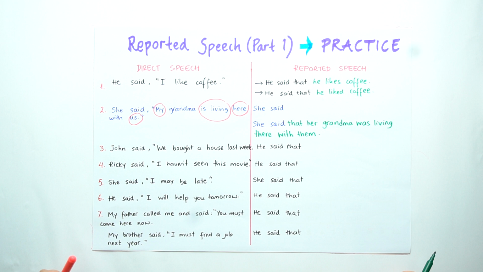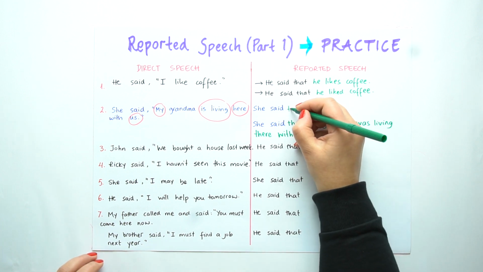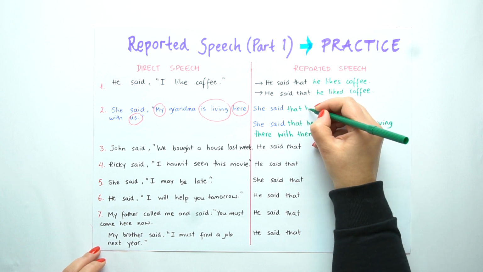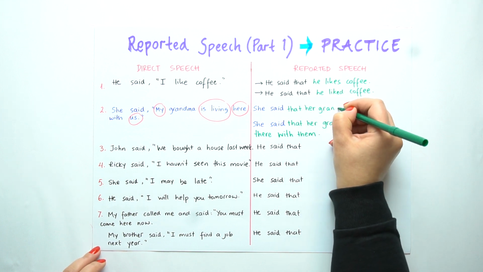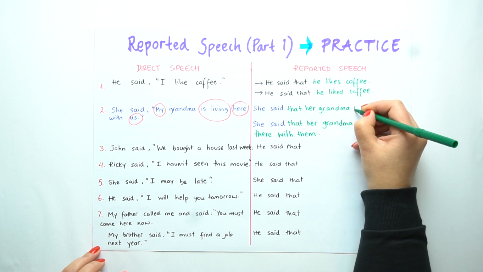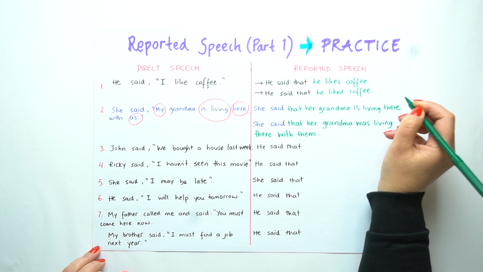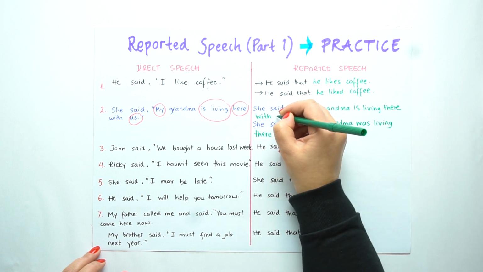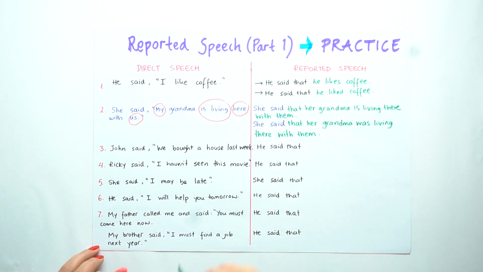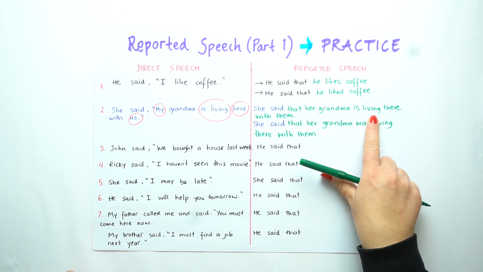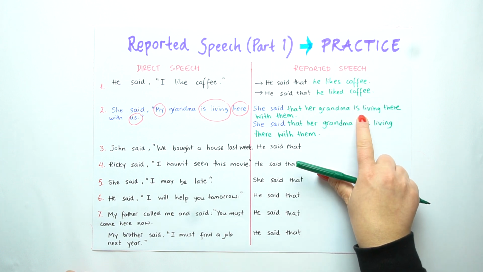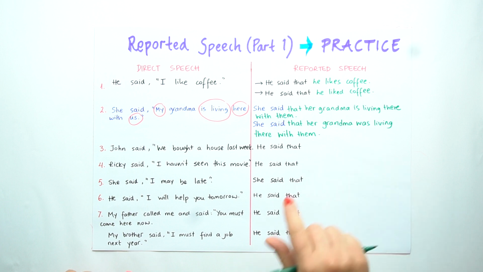And just like the first example, if their grandma is still living with them, then of course it is also optional. You don't really need to change the sentence. She said that her grandma is living there with them. Okay, so you can only make sure that the tense is the same, but of course you need to change the pronouns, the places, and the time.